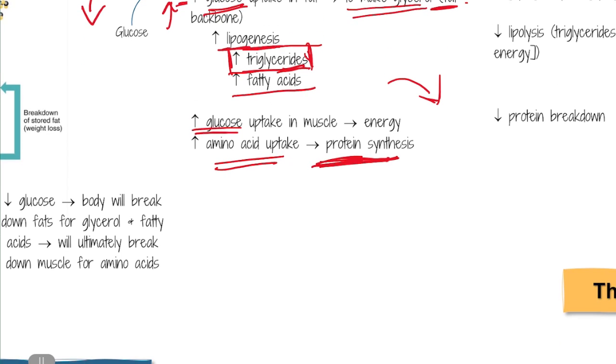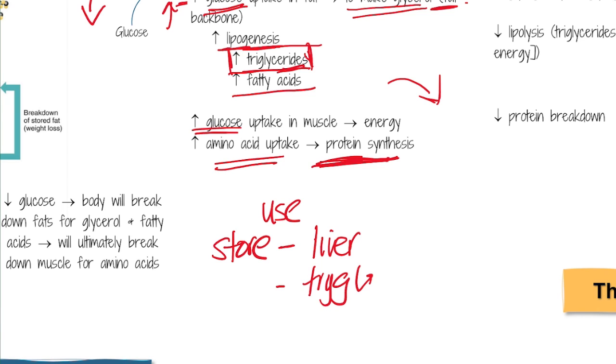So if you look at that, you can see that insulin will either use glucose or it will store glucose. Regardless, it's trying to get that glucose out of the blood. If it stores glucose, it's going to do it in one of three ways. It's going to do it in the liver as glycogen, or it's going to do it in the fat cells as triglycerides. I'm not going to spell that. Or it's going to do it in the muscle as protein.